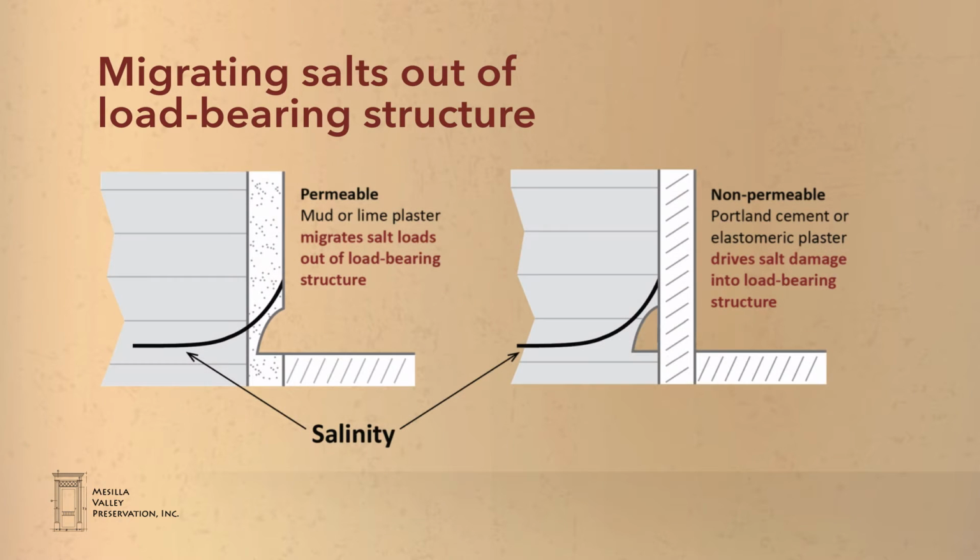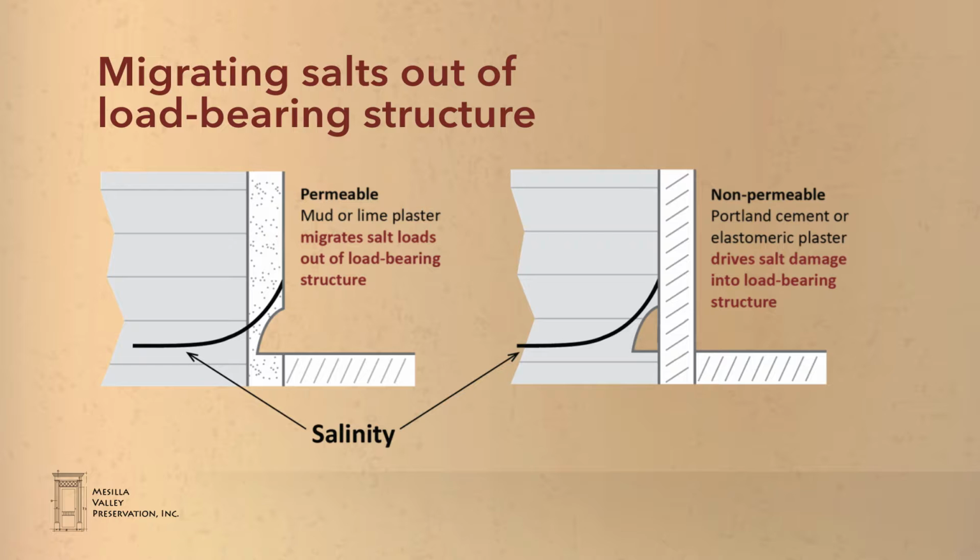These diagrams show the critical difference between permeable and non-permeable renders and plasters. As we've seen, salinity gradients are often exponential in nature, with much higher damaging salt concentrations toward the drying or evaporative front. The location of that drying front is critical, and it can be manipulated by choosing the right plaster approach. On the wall cross-section depicted on the left, we see a permeable render, such as lime or mud plaster.